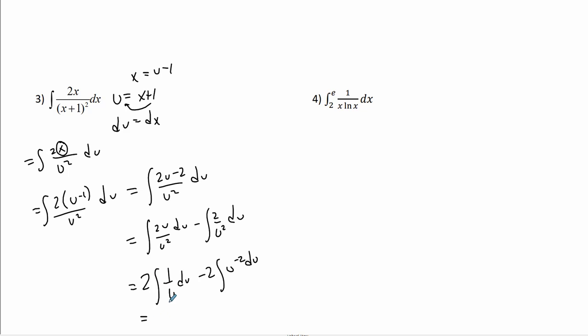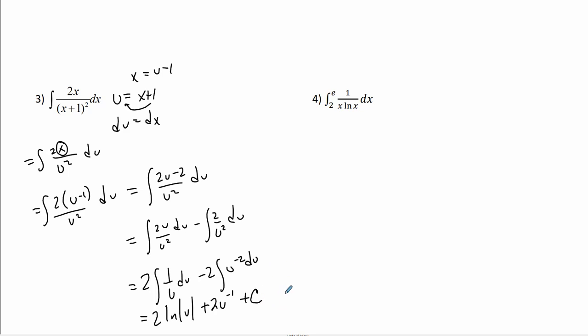And the 1 over u we know is the ln, right? So it's 2 times the ln of the absolute value of u, okay, plus some c, but that doesn't really matter too much right now, minus this u to the negative 2 here. Remember, I got to add 1 and divide by that same value, right? So I'm going to add 1, which is a negative 1, and I'm going to divide by that negative 1, which makes it a positive 2, and so it's u to the negative 1. Then plus some c, all right?